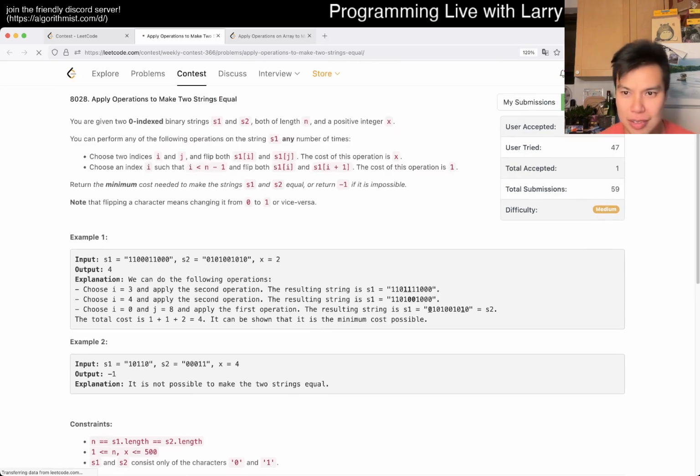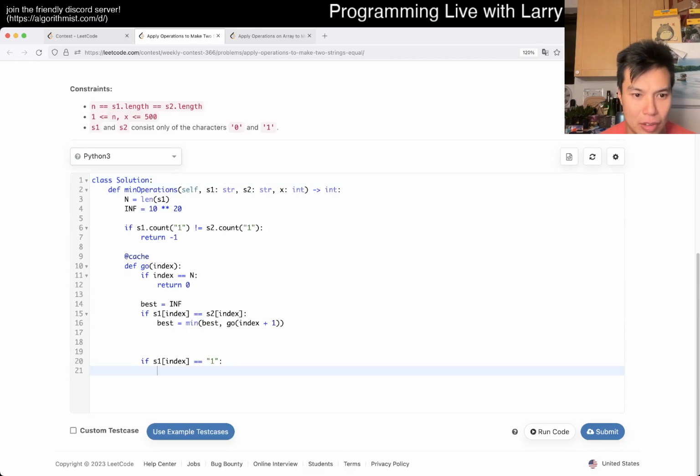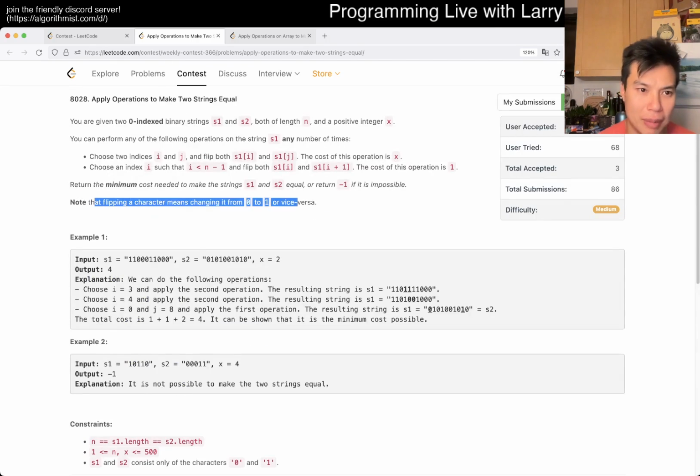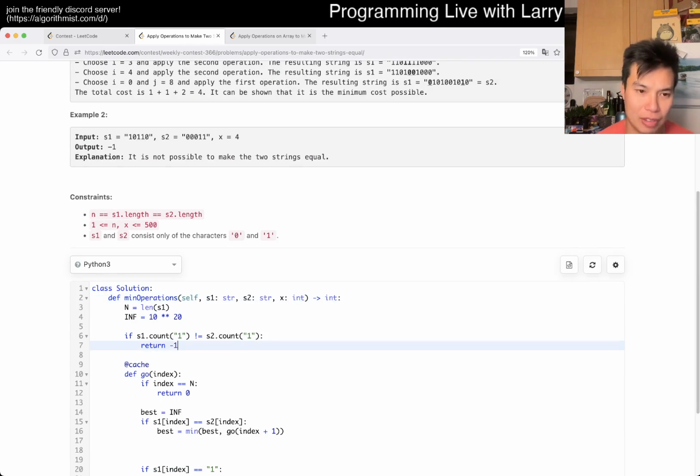This is a hard one. People are getting it slowly, finally, but am I misunderstanding what flipping means? I misunderstood this problem. That is terrible. They have to define what flipping means. I mean, they do define it, but I don't know why they define it afterwards. Okay, I have to. Okay.